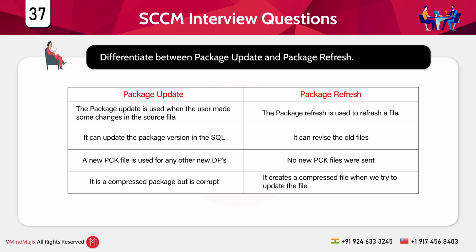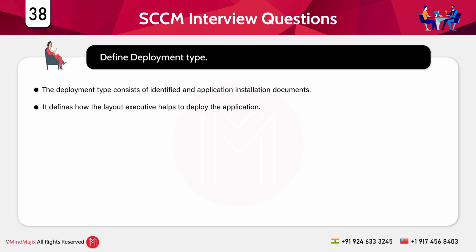The last point over here is in case of package update, it is a compressed package, but it can be corrupt as well. In case of package refresh, it creates a compressed file when we try to update the file itself. The next question is define the deployment type in SCCM. So the deployment type consists of the identified and application installation documents. It defines how the layout executive helps to deploy the application. So its framework and regulations depend on the software installation in the system.